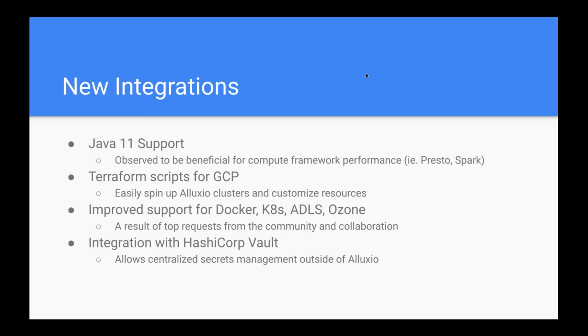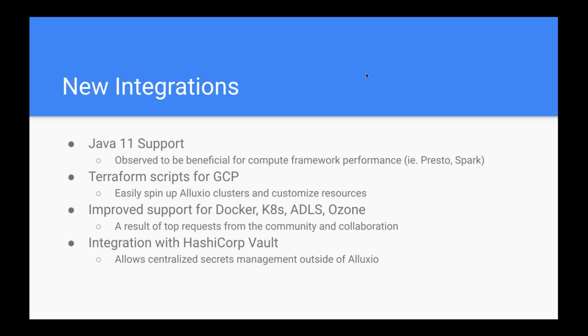And then the last integration here is a security-based integration. In this case, Alluxio 2.4 is able to work with HashiCorp Vault. You can think of HashiCorp Vault as a third-party, almost like a password manager, except for systems. It allows users to store secrets, for example, your AWS credentials or various authorization or authentication keys. And then the Alluxio system will make API calls to this third-party secret store.